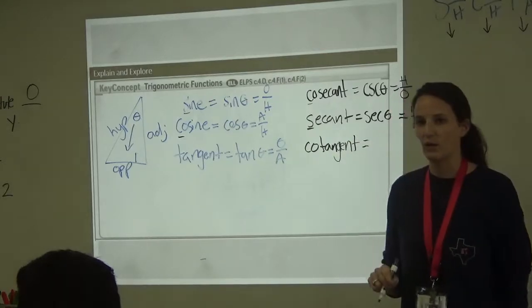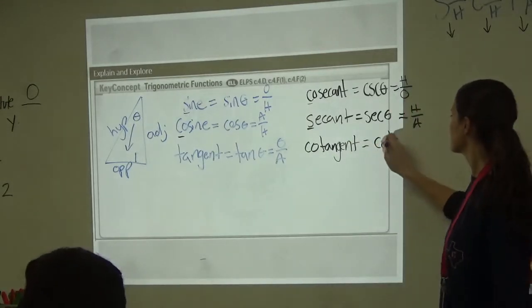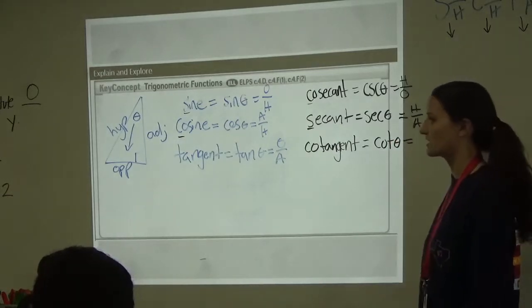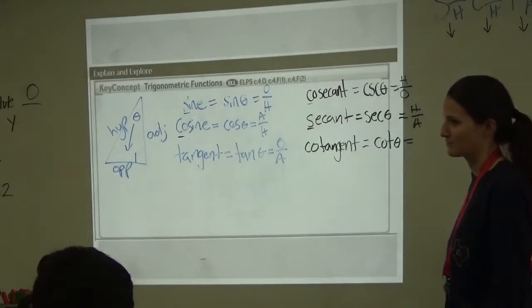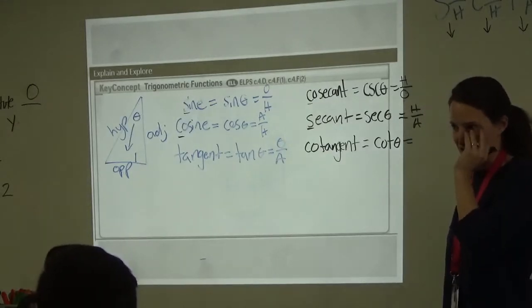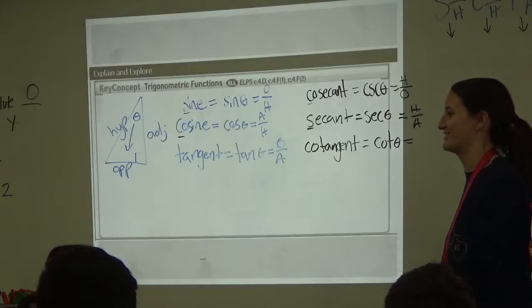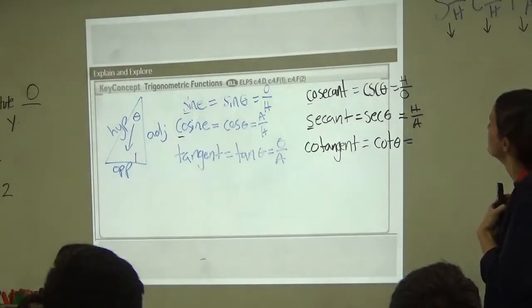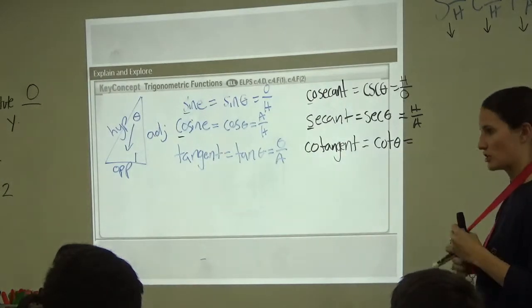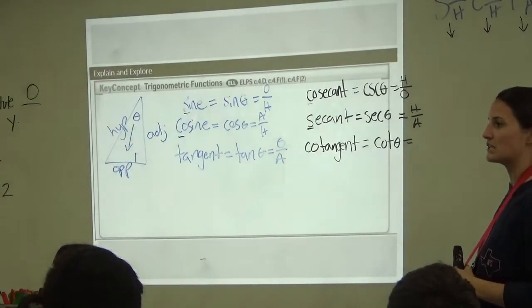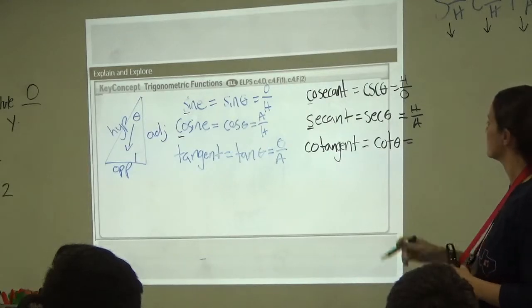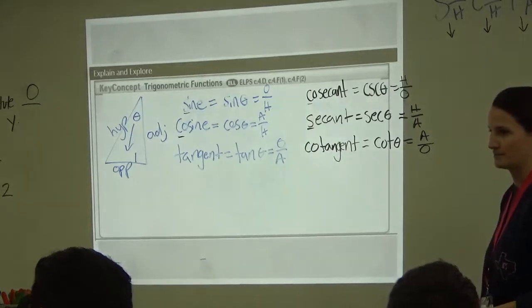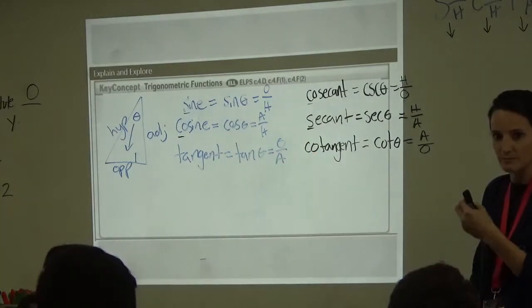Okay, and that one we write like this, and this one is probably the one that most people do not say right because it looks like cot. This is cotangent of theta is equal to what over what? Adjacent over opposite. Flip that one, okay?